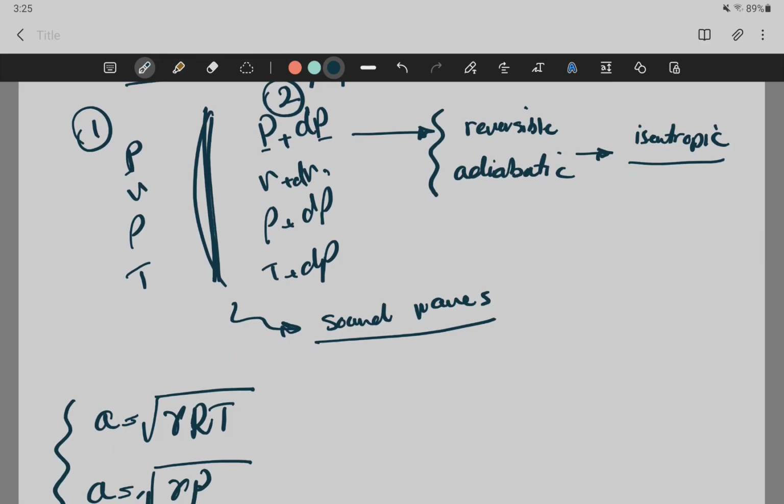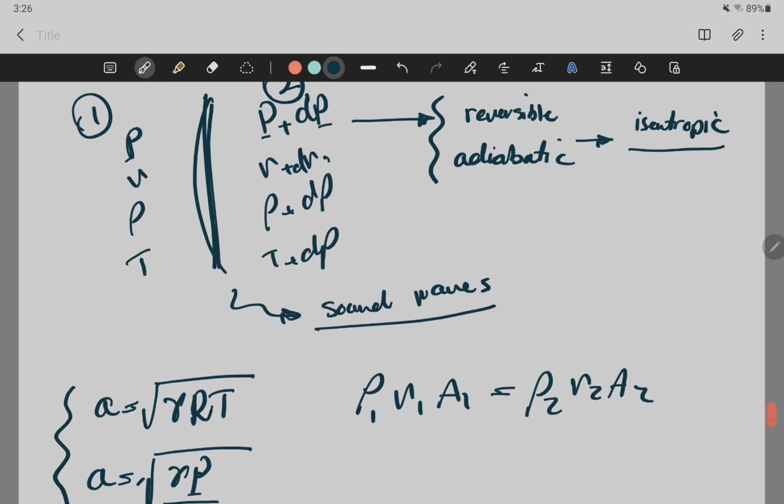Rho n times Vn. Rho 1, V1, right? Yep. And would the area be the size of the wave? Area can be a cross-sectional area, so you can choose that area, right? You have to choose a control volume. That area is an arbitrary area, right? Equals to Rho 2 V2 A2. What is rho 2 and V2?